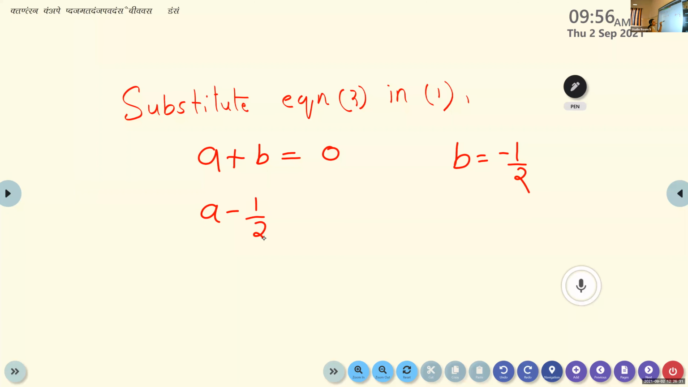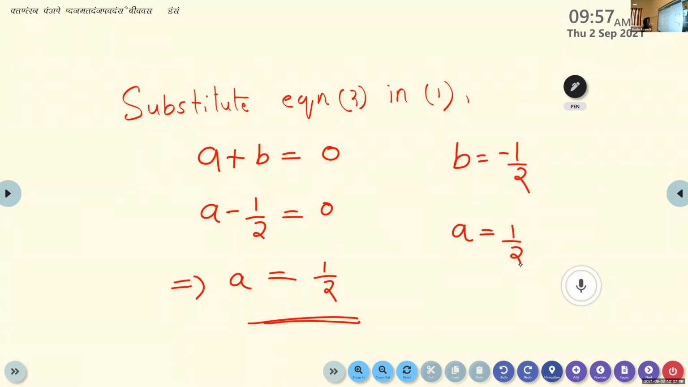a minus half is equal to 0, which implies a is equal to positive 1 by 2. This minus 1 by 2 taken to the RHS becomes positive 1 by 2. So here we get a is equal to 1 by 2. So we get the two values, a equal to 1 by 2 and b is equal to minus 1 by 2. Now what is the last step?